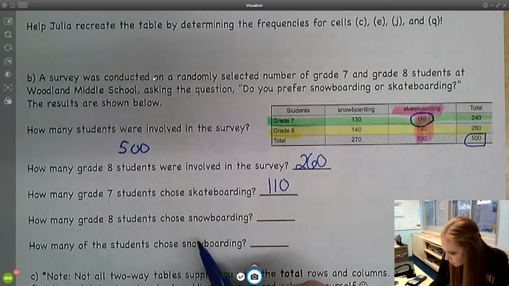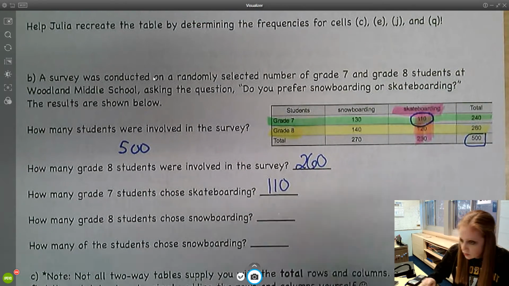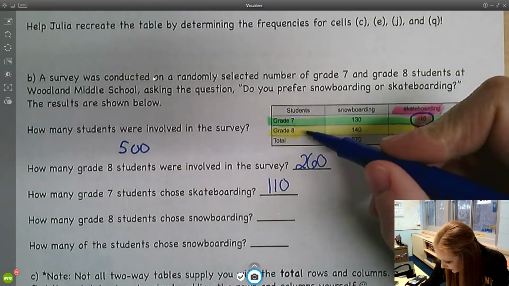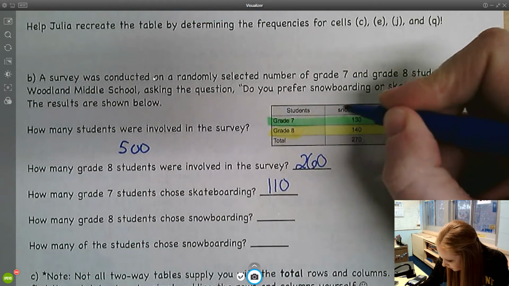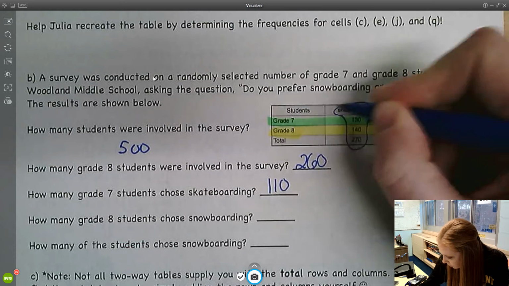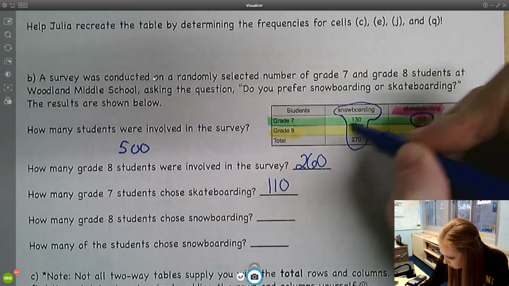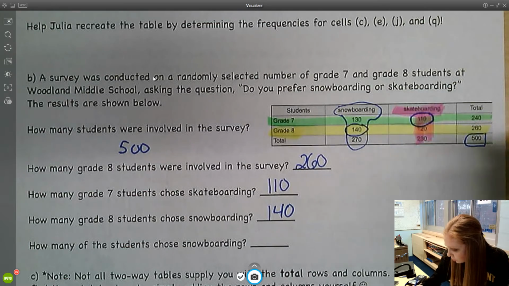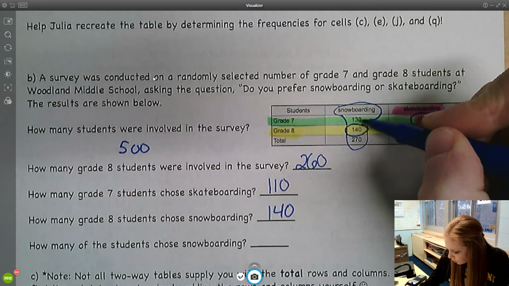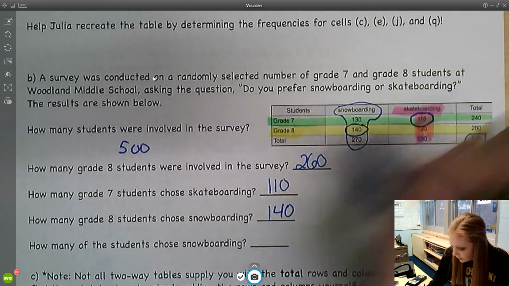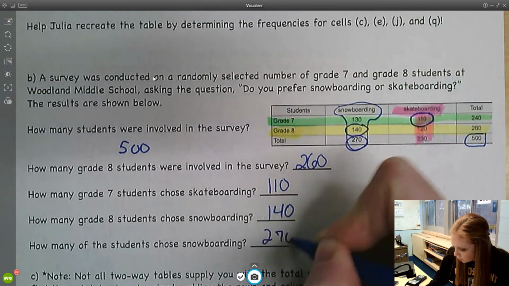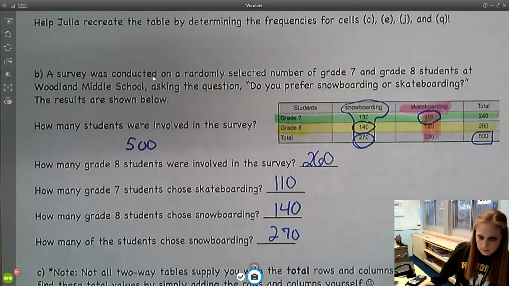How many grade 8 students chose snowboarding? So I'm running out of highlighter colors, so we'll just do this one like this. Grade 8 and snowboarding. This is all the snowboarding ones. So grade 8 meets snowboarding right here, 140. How many students chose snowboarding? Well, all of these chose snowboarding, the 7th graders and the 8th graders. It doesn't ask which grade, so we're going to use the total amount of kids who did snowboarding, which was 270.